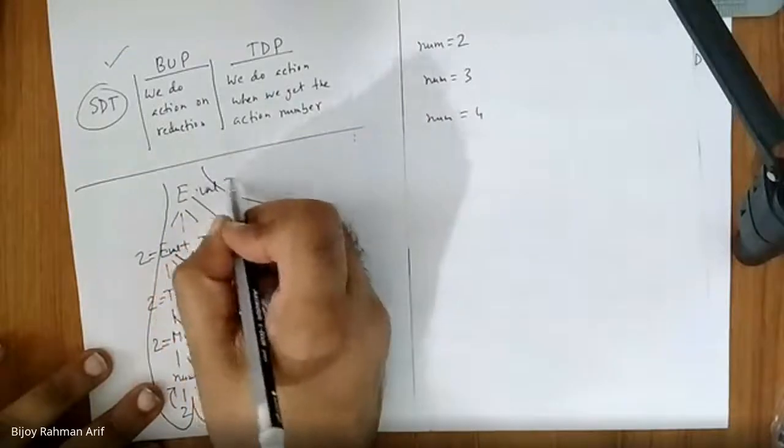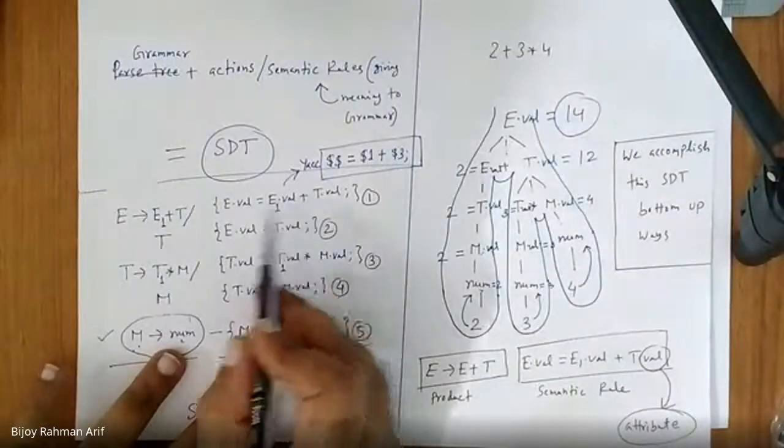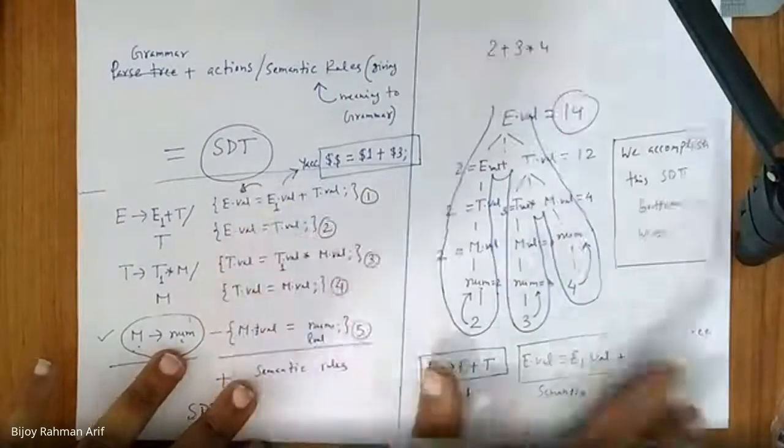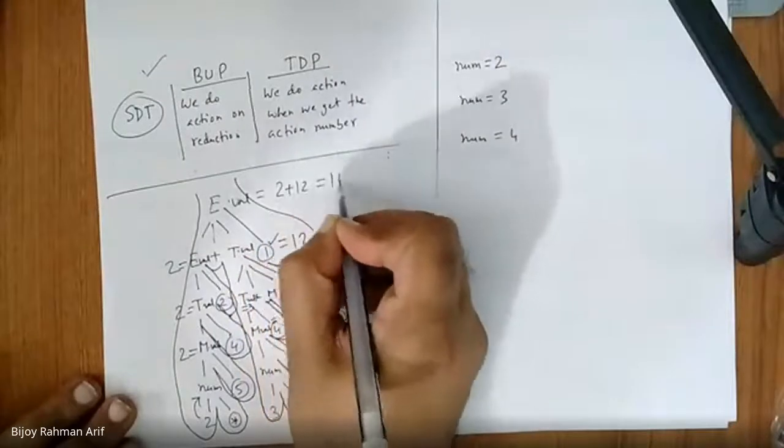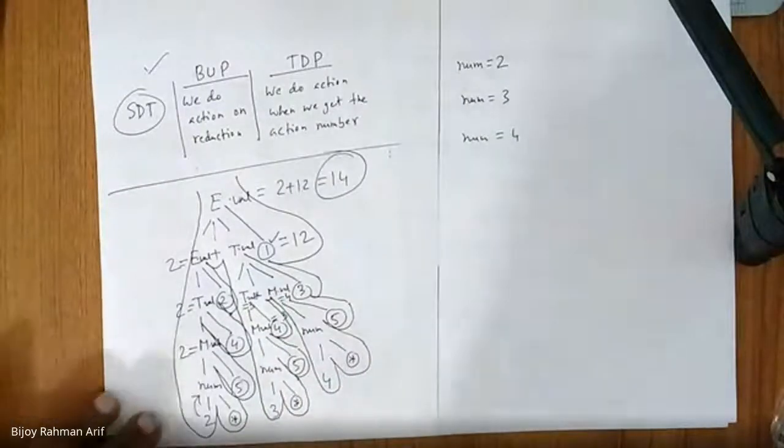Then finally 1. What is the action? Number 1 action is nothing but E dot val plus T dot val should reduce to E dot val. What is the action? It would become nothing but 2 plus 12. That's it. So this is the answer.